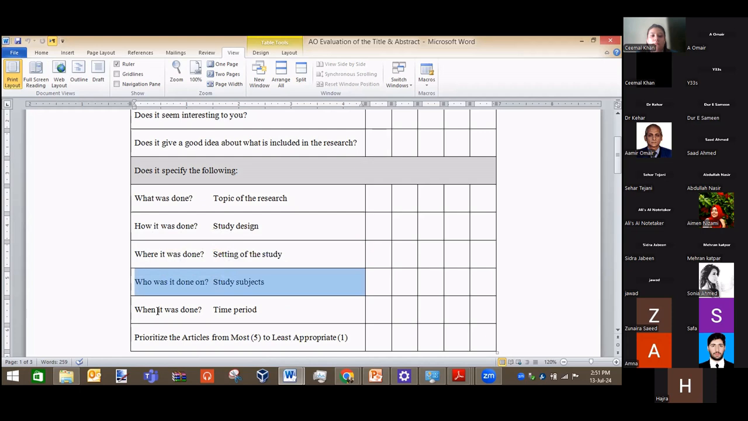Who is important? Adults, children, what age group, males, females. That is generally part of the things. Patients with this disease or with this condition. When it was done is not really there.